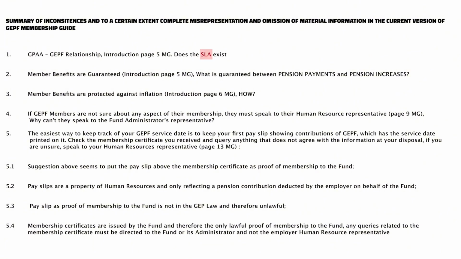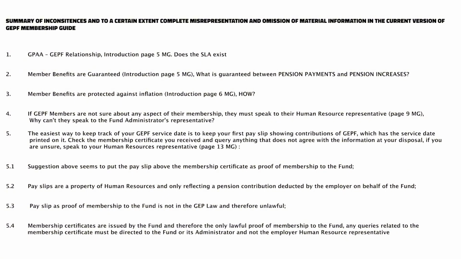But my question is, does this SLA really exist between GPA and GPF? Remember, GPA is the Government Pension Fund Administration Agency, which is doing administrative work on behalf of the GPF. And that is defined in the form of an SLA. But does that SLA really exist?